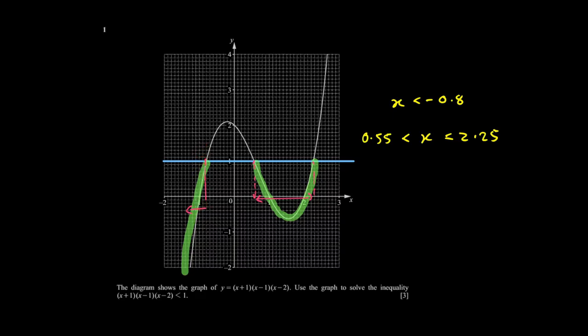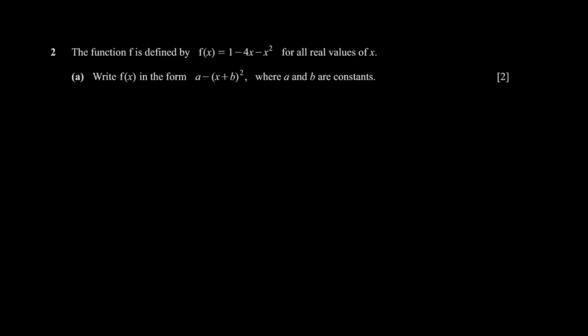Okay. All right, then question 2. The function f is defined by f of x is equal to 1 minus 4x minus x squared. Write f of x in this form, which is the completed square form. Okay, well, let's just do that. So I'm going to write f of x here, and I'm going to rearrange the order a little bit as negative x squared minus 4x plus 1.